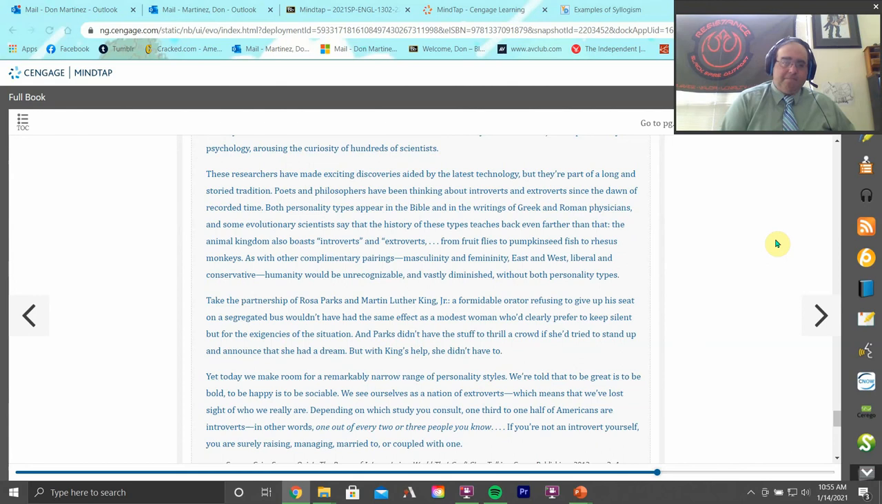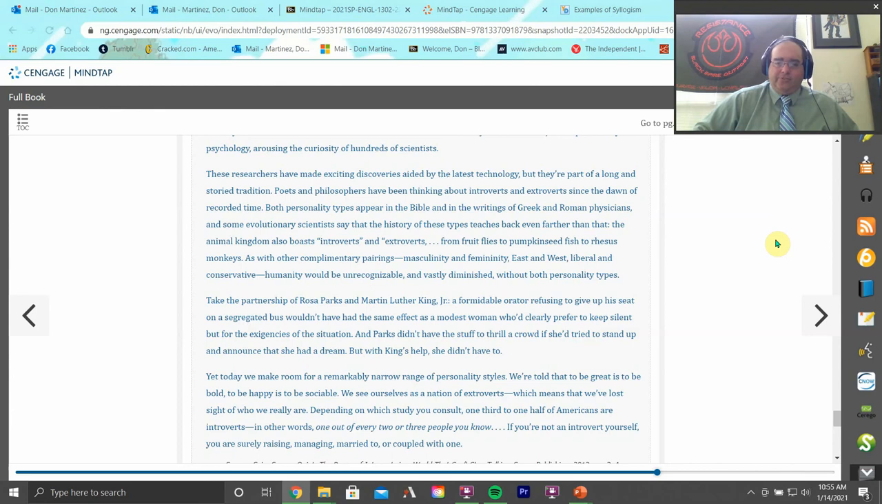And with other complementary pairings, masculinity and femininity, east and west, liberal and conservative, humanity would be unrecognizable and vastly diminished without both personality types. Take the partnership of Rosa Parks and Martin Luther King Jr., a formidable orator. Refusing to give up his seat on a segregated bus wouldn't have had the same effect as a modest woman who'd clearly prefer to keep silent before the exigencies of the situation. And Parks didn't have the stuff to thrill a crowd if she'd tried to stand up and announce that she had a dream. But with King's help, she didn't have to.